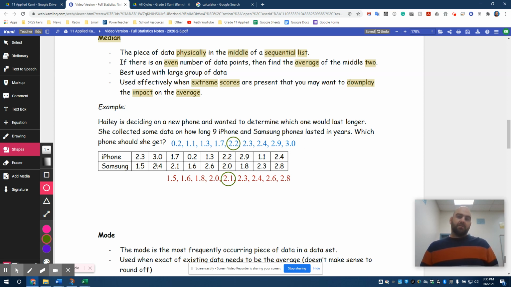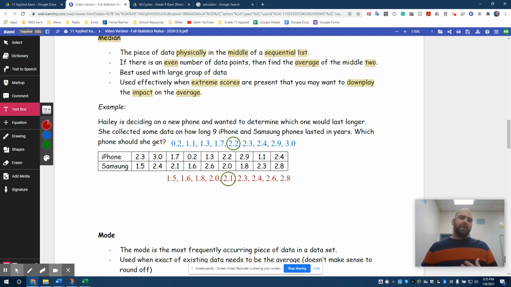Okay, if you look at this, we have that 0.2. That's an anomaly. That means that phone lasted not even, well, just over 2 months. That's not a long time. Normally they last a lot longer. So that's probably an anomaly right there, and we want to try to get rid of that. Using the median gets rid of that. That's a way to take a look at it.